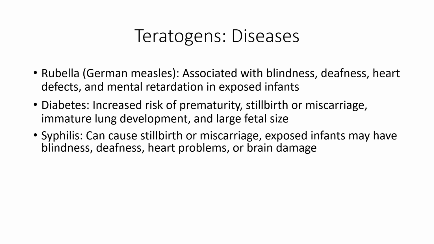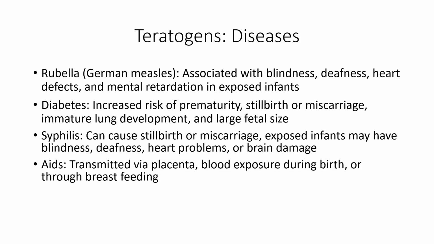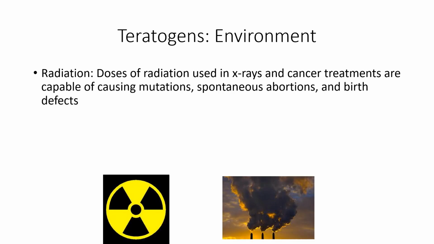Infants who are exposed to syphilis during the birth process may have blindness, deafness, heart problems, or brain damage. That's why you're supposed to get a STD test while you're pregnant, so that they can find out if you have any of these things, so that if the fetus is exposed, they can basically treat it before that even happens. AIDS, it can be transmitted via the placenta or blood exposure during birth. That's why typically, if the mother has AIDS, they'll do a C-section to avoid that, but it can also be transferred through breastfeeding. And just because you have a C-section doesn't mean it avoids this.